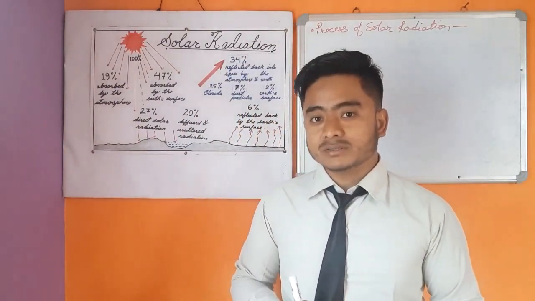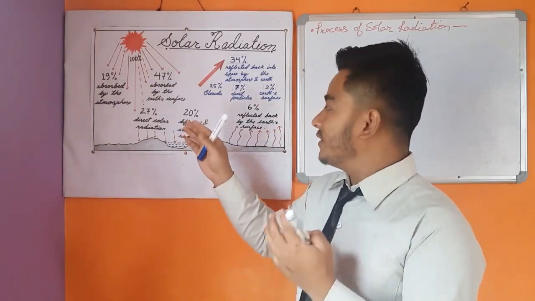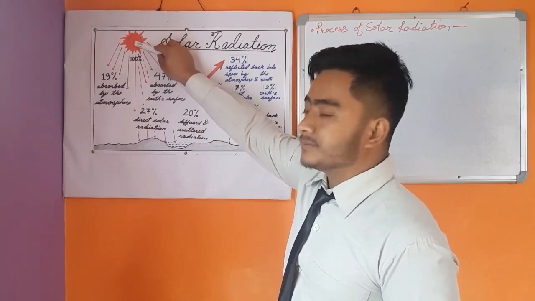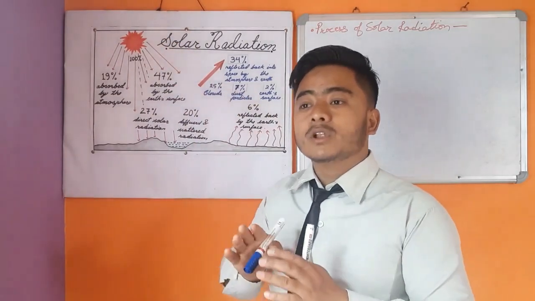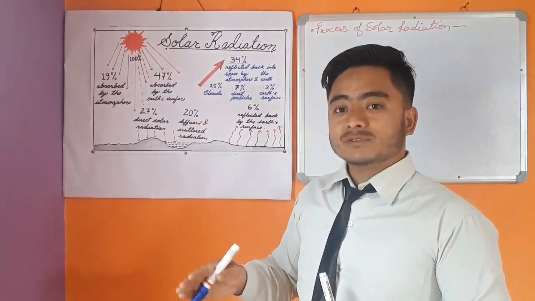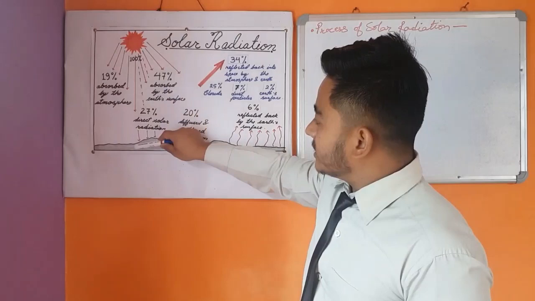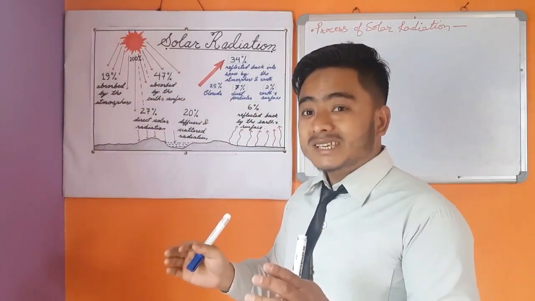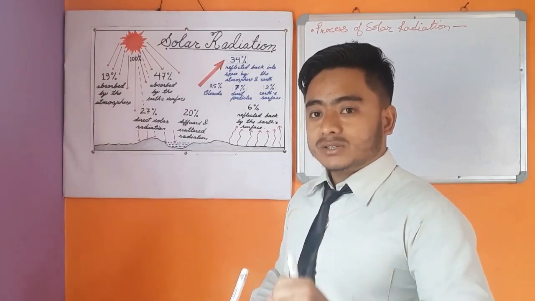So now let us learn the process of solar radiation. Previously we have learned that sun is the main source of heat and energy on the earth's surface. The sun gives or radiates heat and energy in the form of long wave and short wave solar radiation, and the incoming solar radiation that is received by the earth is received in the form of short wave solar radiation.